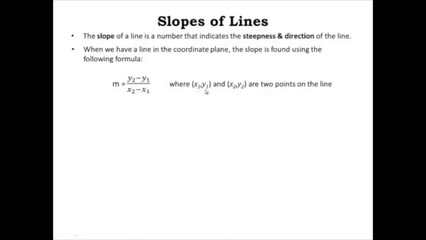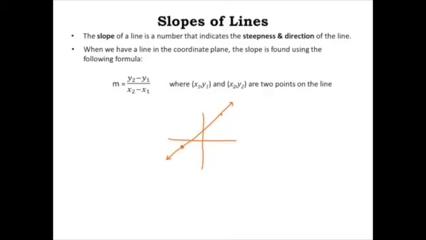x1 and y1 represent the coordinates of one point on the line, and x2 and y2 represent the coordinates of a second point on the line. And that's all that subscript 1 and subscript 2 mean, the first point and the second point. I'll draw a diagram to illustrate this formula. Here's the coordinate plane, and here's a line with a positive slope graphed in the coordinate plane.